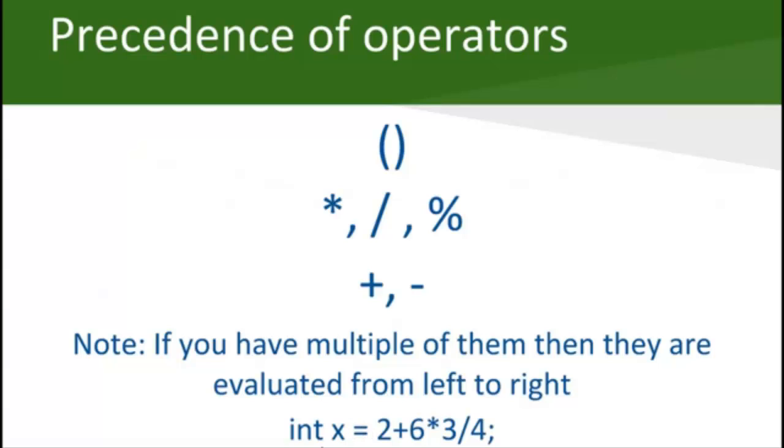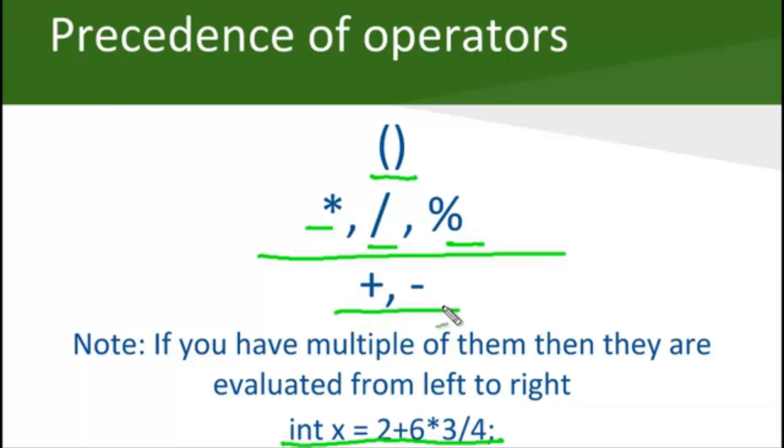Now when we have an expression, we should remember that certain operators have precedence over other operators. Let us understand how this works. The parentheses have the maximum precedence. So if you have parentheses in an expression, that will be calculated first. Then comes multiplication, division and remainder operator, which have the same level of precedence. And in the end you have addition and subtraction operators, plus and minus, which have the same level of precedence.